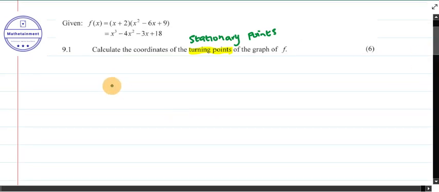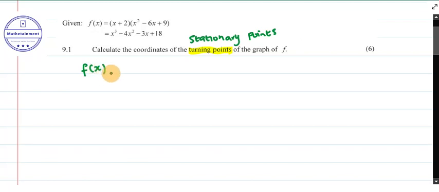Since we are given f(x) to be equal to x cubed minus 4x squared minus 3x plus 18, if you are required to find the turning point or the stationary point, you have to differentiate the given cubic function for the first time. So it's the first differentiation of the cubic function.